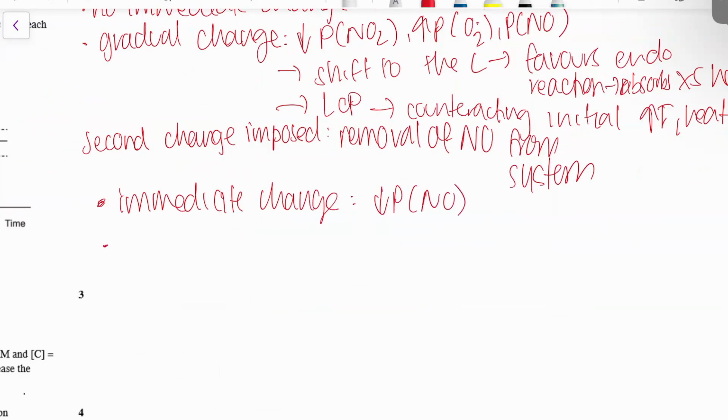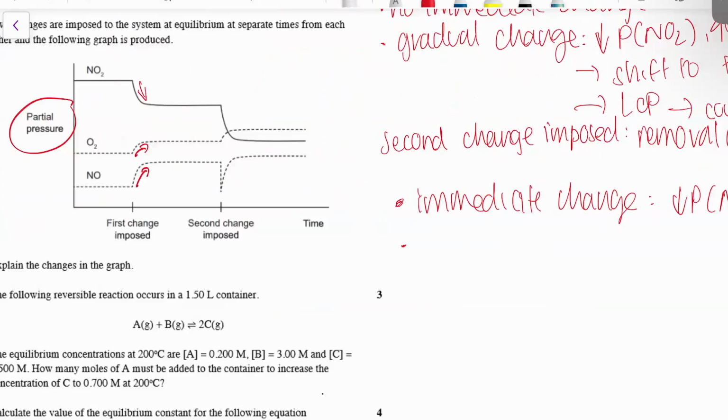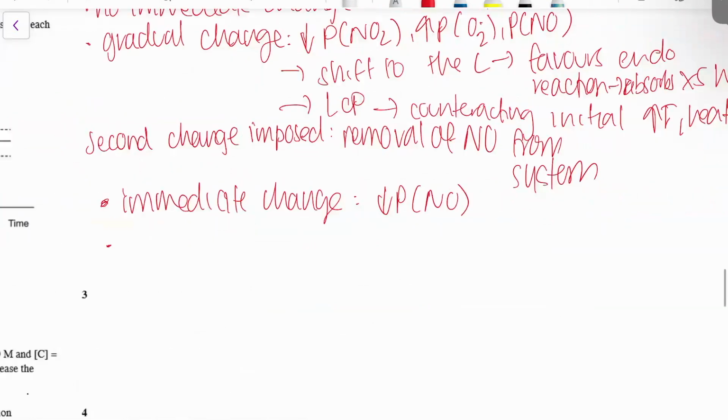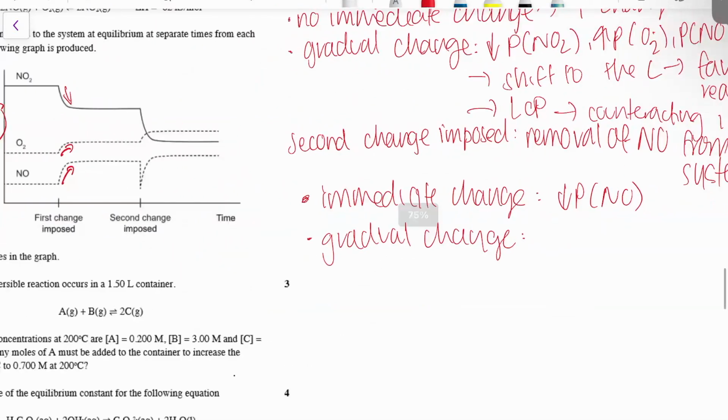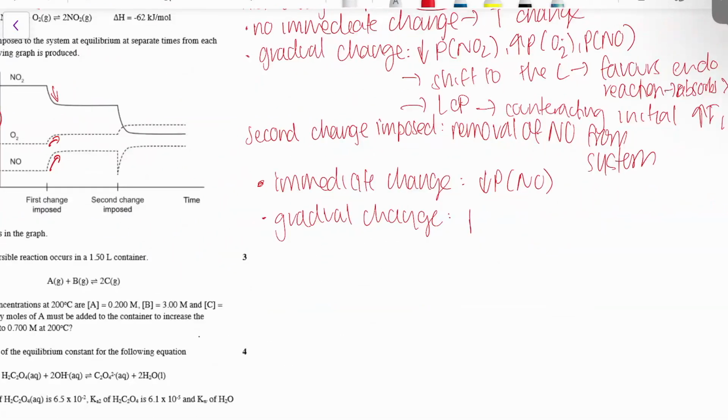The question asks you to explain, but it doesn't tell you to explain initial or gradual. It says changes in general. It's a 5-mark question, so you want to identify every change in the graph, which means the gradual change. The gradual change is that the pressure of NO goes back up, as does the pressure of O2, and then the pressure of NO2 goes down.